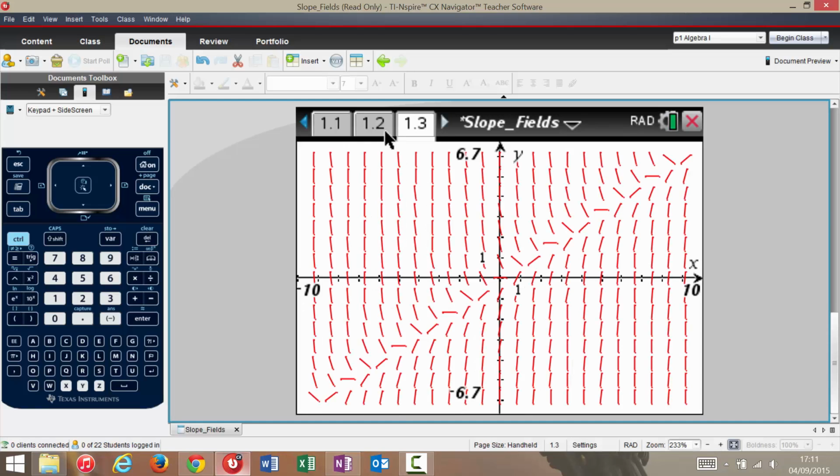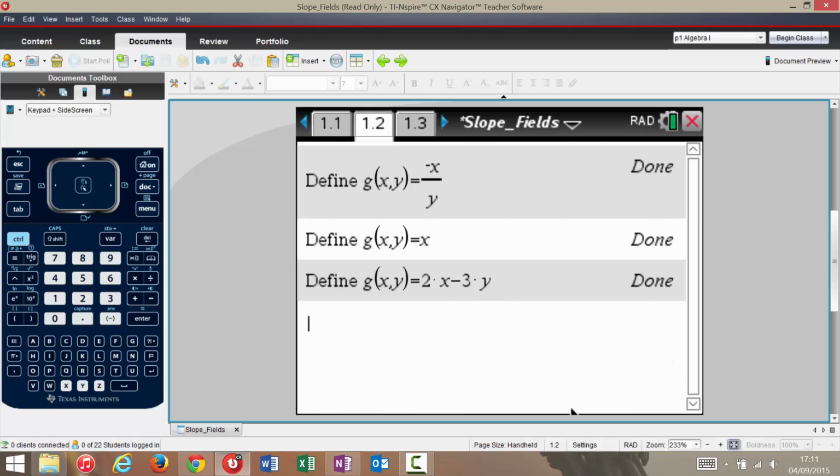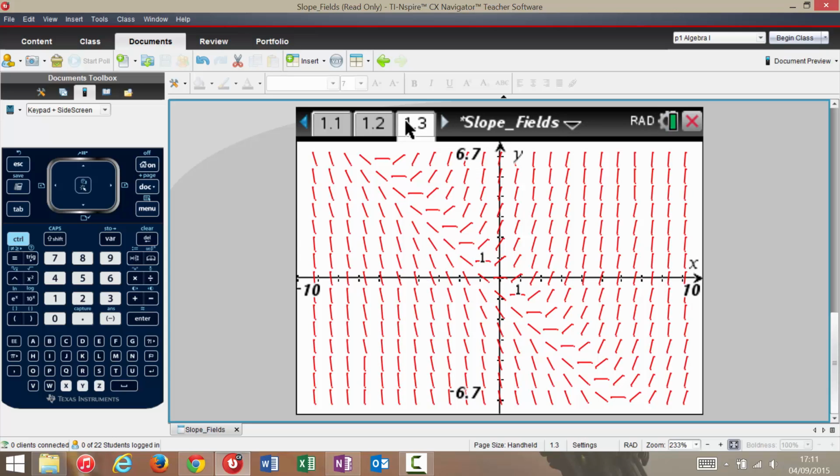So this is the program I have going on here, and I'm just going to redefine this g of x. Hang on, it's not reading me. Okay, there we go. I'm going to change this to x plus y, and let's view it. So this is the same thing as what we're seeing right here.